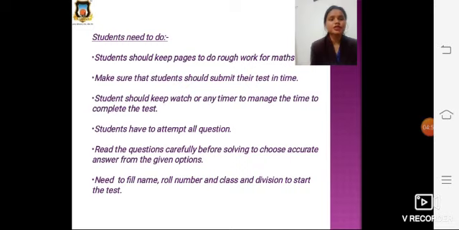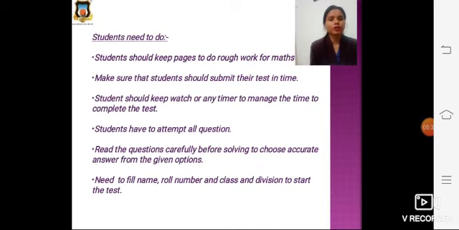Now remember, students, this is your mathematics test where you have to solve examples. When you are solving an example, you need to write it in the rough notebook. So you have to keep your rough notebook with you when you are attempting the online exam. After that, make sure you keep a watch, timer or alarm, and you have to remember that you will complete your test 5 minutes before your exam timing ends.